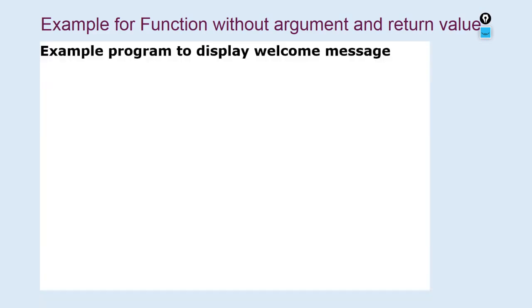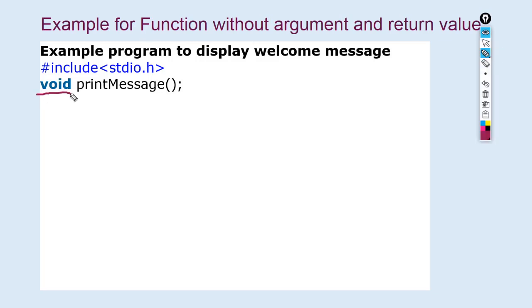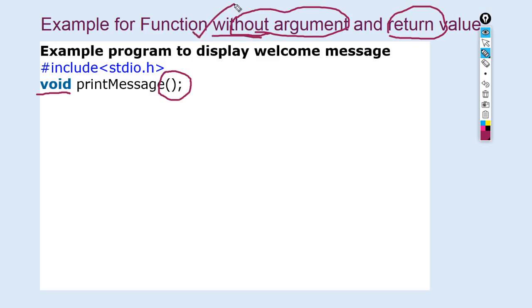Example for function without argument and return value. Here we are taking a program to display a message. Here we have a function named print message. This is a user defined function, and here you can see we are giving the return type as void, which means nothing is returned. This is without any argument, empty. So this is the first way, that is, no return value by giving the return type as void, and the function is without argument.